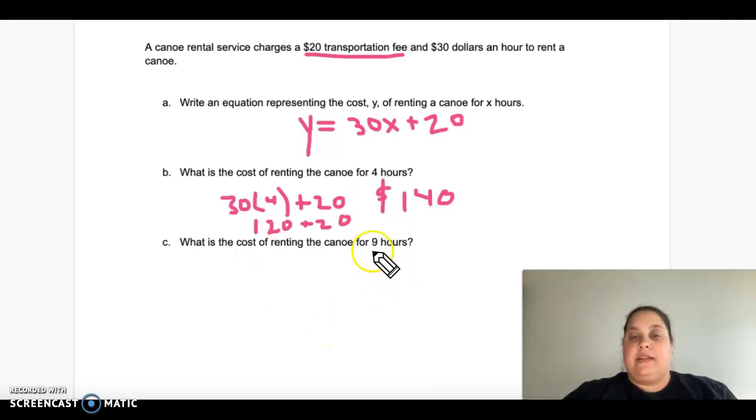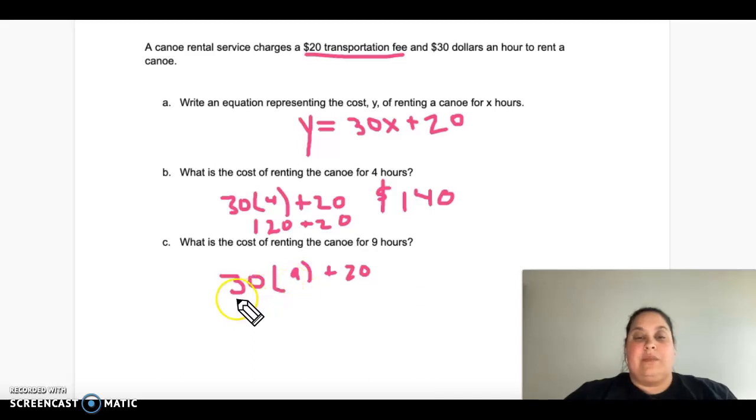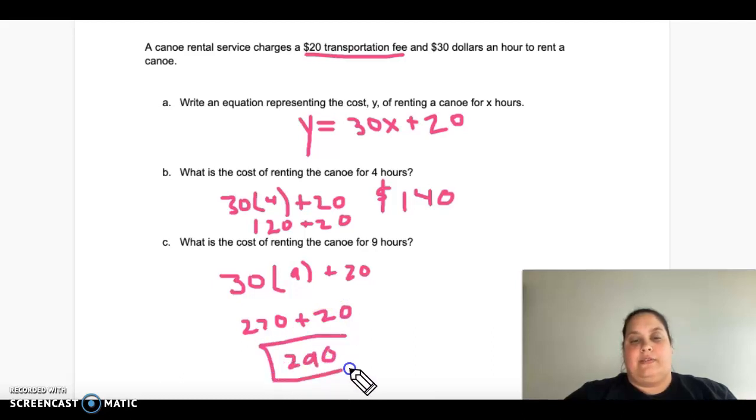Then we can do that same thing down here for the 9 hours. So we're going to take our $30 an hour. We're using it for 9 hours. And then we have that $20 transportation fee. So 30 times 9. Well, 3 times 9 is 27, and then we can just add a 0. So 270 plus that other $20. So we will get $290 for 9 hours of canoeing. Not sure who would canoe for 9 hours, but maybe somebody would.